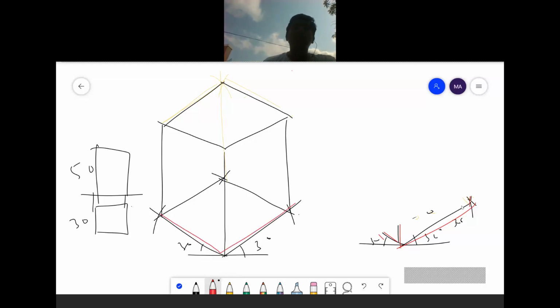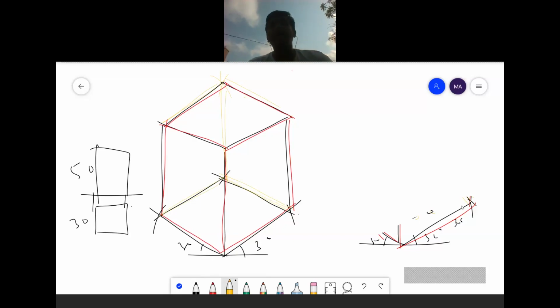The visible lines will be drawn with an HB pencil, a dark HB pencil. Hidden lines will be drawn with a dotted line, with a light pencil. I have drawn the visible views with a red pen, invisible hidden lines with a yellow pen here. Understand? In this way, you need to draw the isometric projection of a square prism when its axis is vertical.